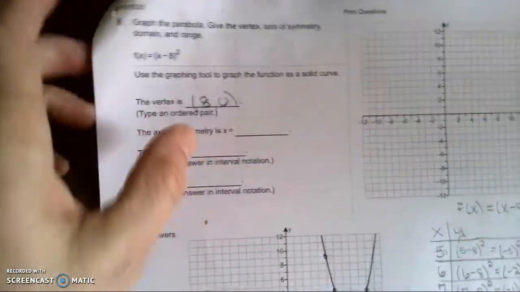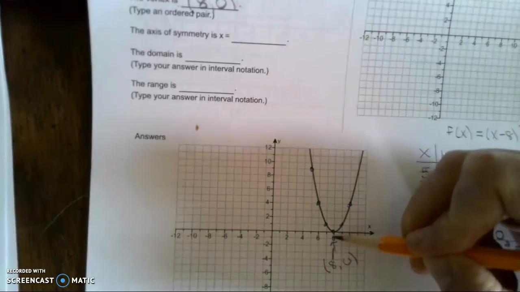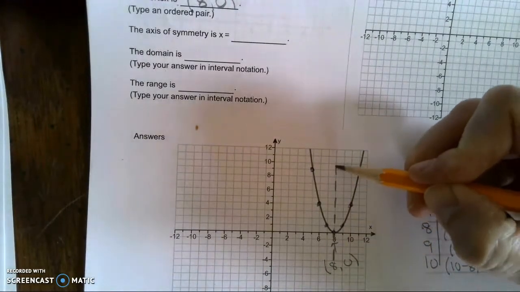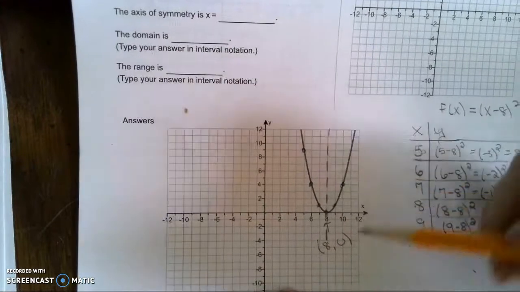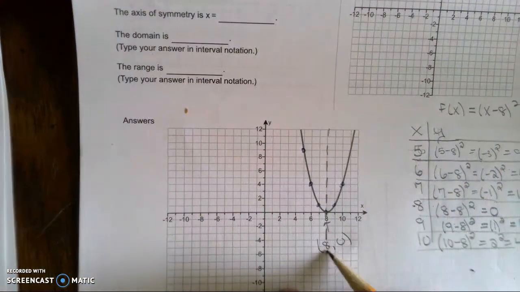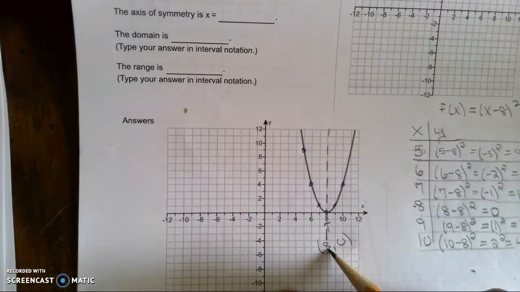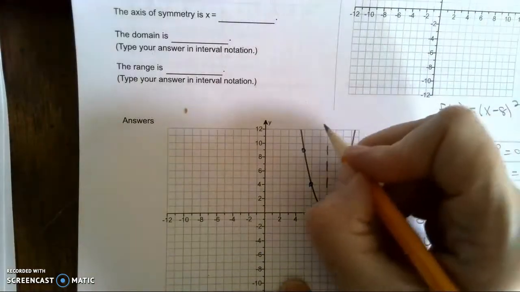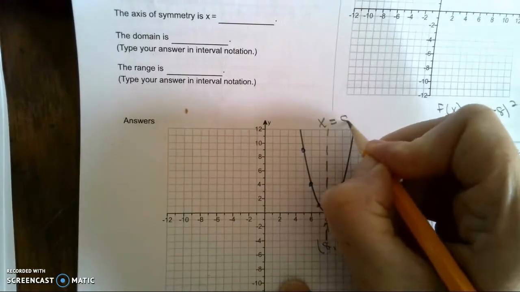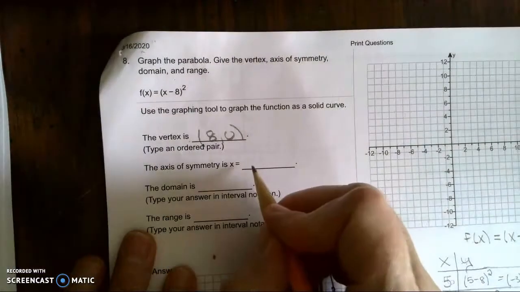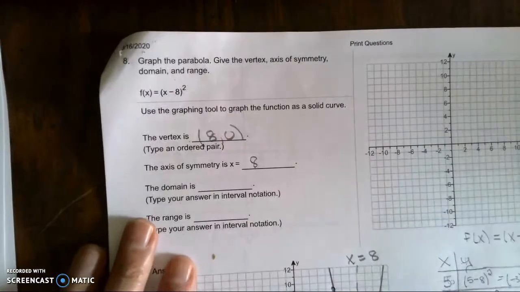The axis of symmetry is this vertical line that goes right through the vertex. It's always x is equal to, in this case, it's x is equal to the x value of the vertex. So it's going to be x is equal to 8. This is the axis of symmetry. Okay, so it is a line.